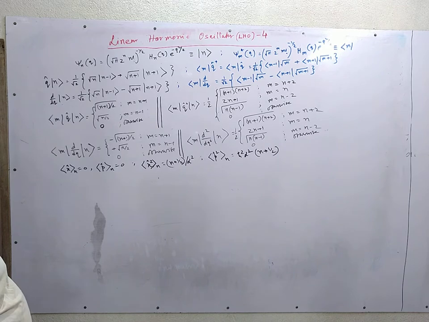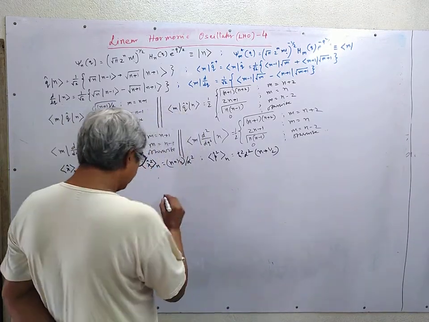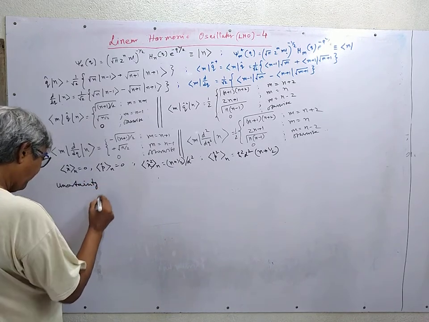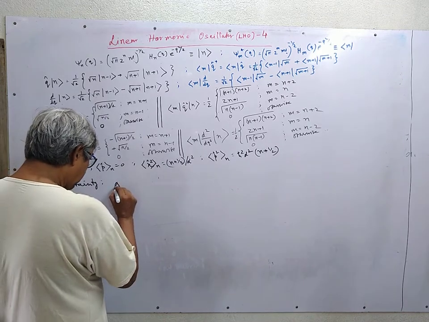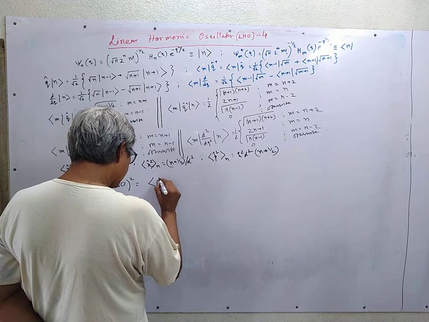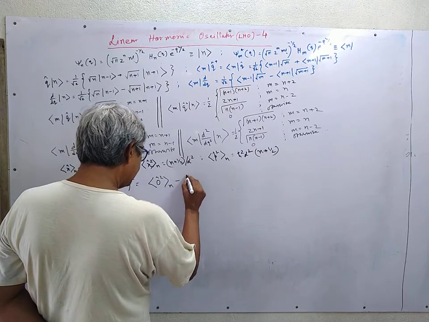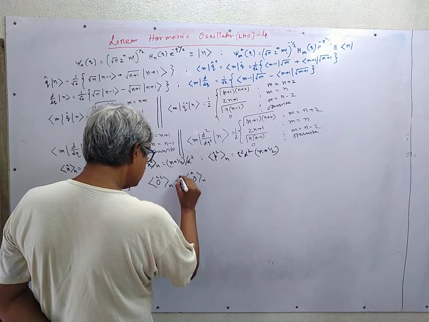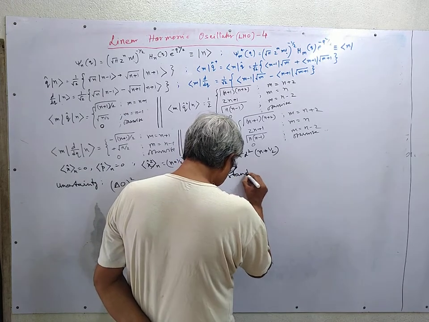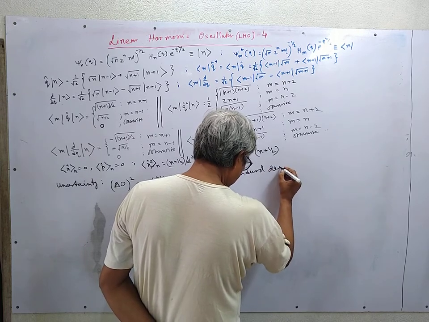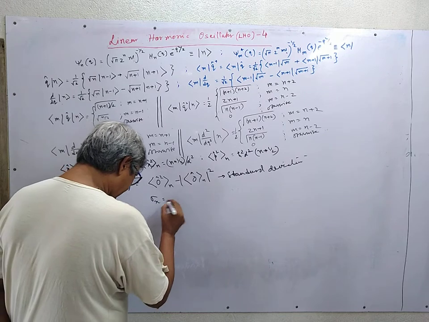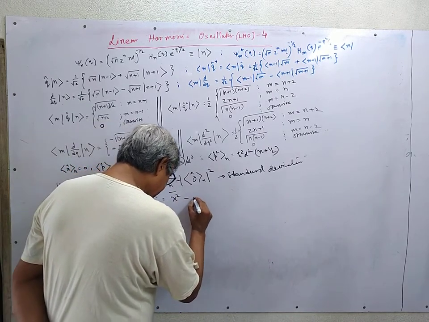Now we come to the definition of uncertainty. For uncertainty, we define the uncertainty of a variable O as this: delta O square is equal to the expectation value of O operator square in a state minus the square of the expectation value. This is just the definition of standard deviation. The standard deviation in x is defined as x square average minus x average square.